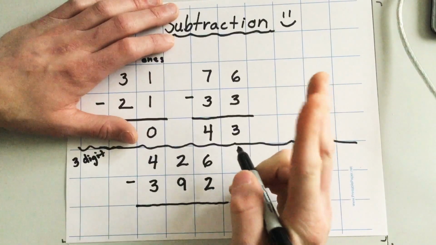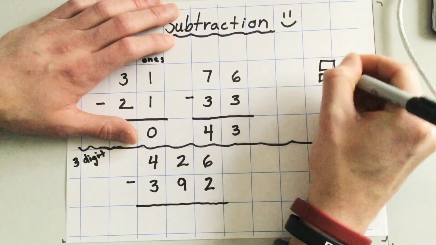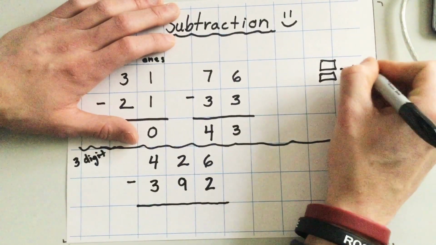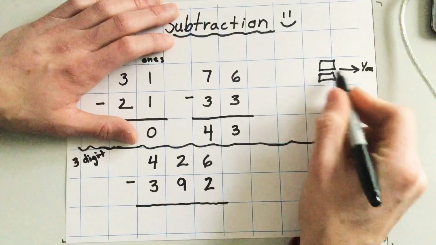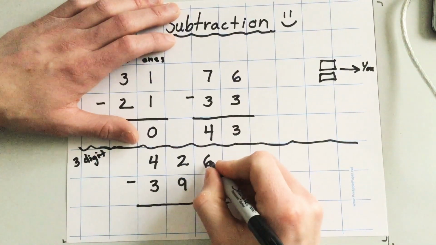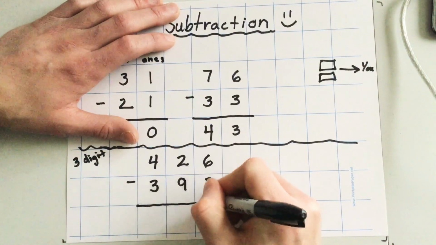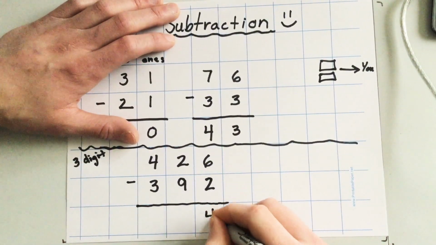If I give you 2 things, let's say I give you 2 candy bars, I cannot take 9 away because I only gave you 2. So we're going to first start in the ones column. 6 minus 2 is 4.